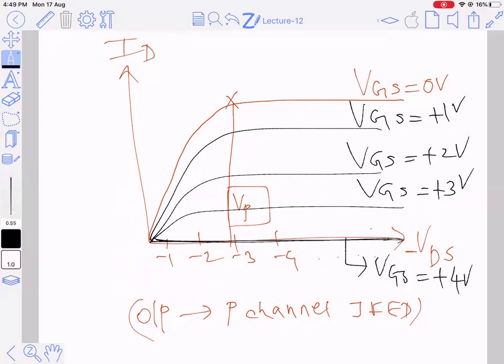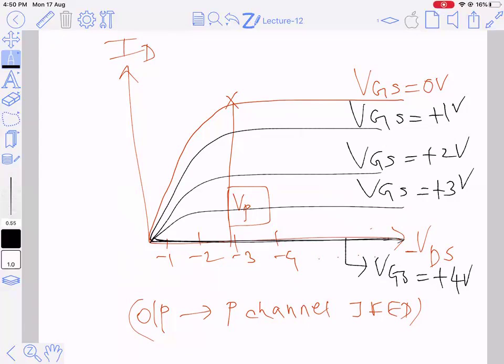So what is the difference between this graph for P channel and N channel? The first difference is your VGS is positive, and VDS is negative. The graph looks exactly the same. So this is the graph for P channel. This is the output characteristic.